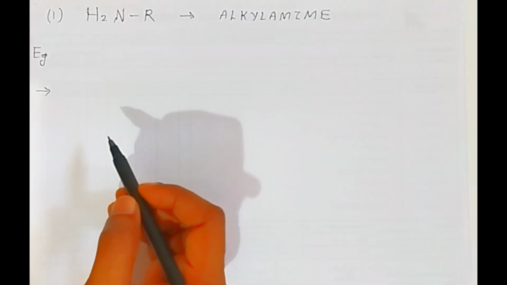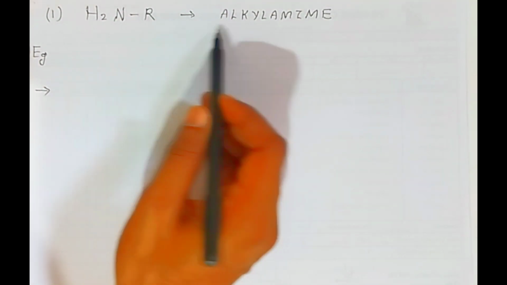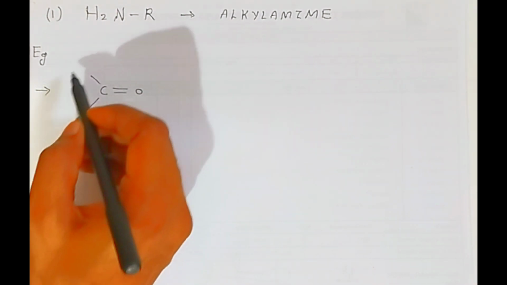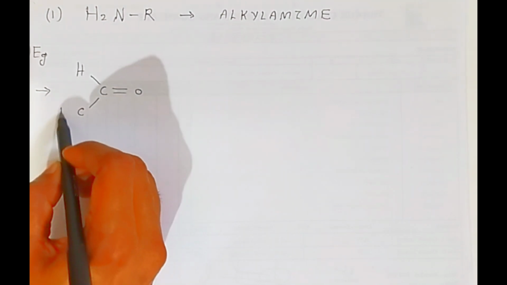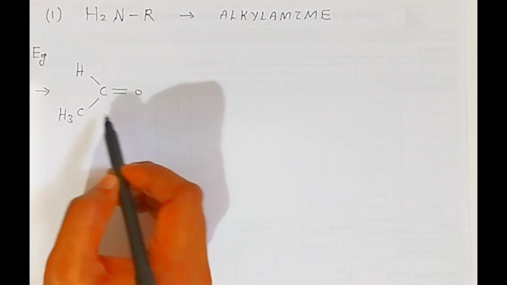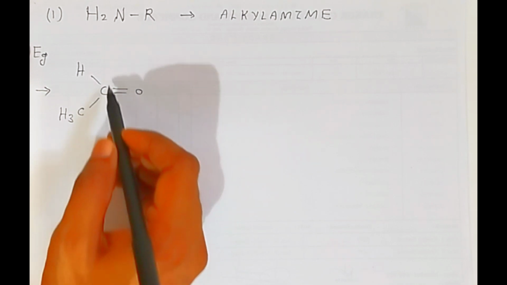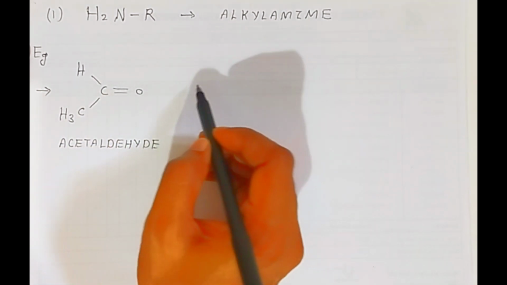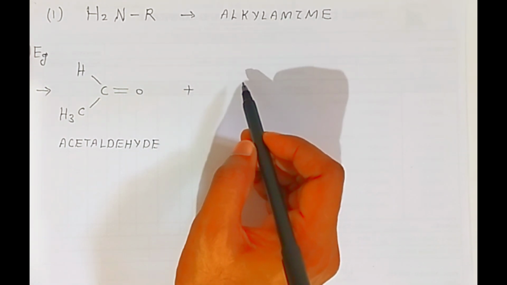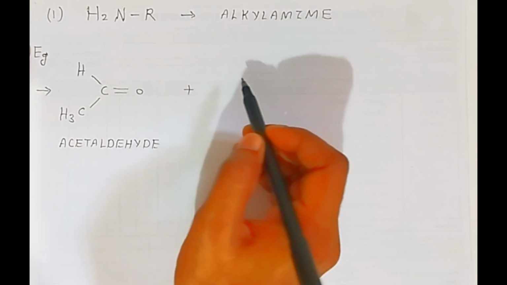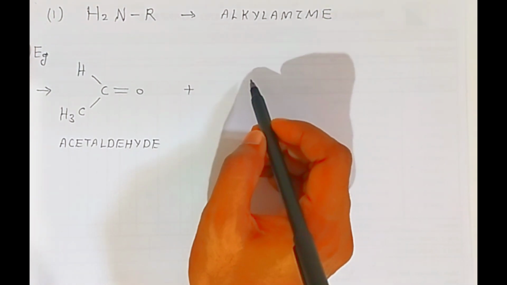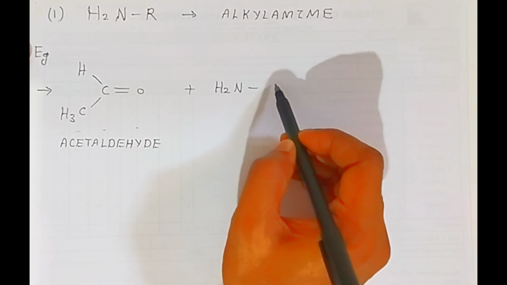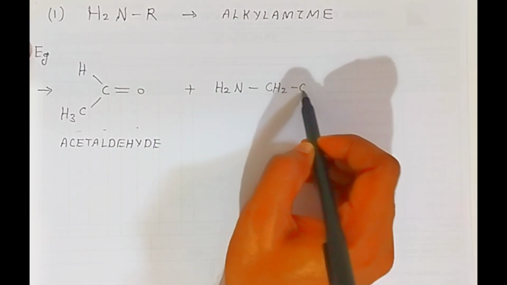First we are going to see this ammonia derivative with an aldehyde. I am going to take a simple aldehyde. This is the carbonyl with two valencies: one by hydrogen, the other by methyl. Because of this hydrogen it is called acetaldehyde, the 2-carbon aldehyde. When acetaldehyde reacts with alkylamine, here instead of alkylamine I am going to take ethylamine. The hydrogen of ammonia is replaced with an ethyl group, that is CH2CH3.